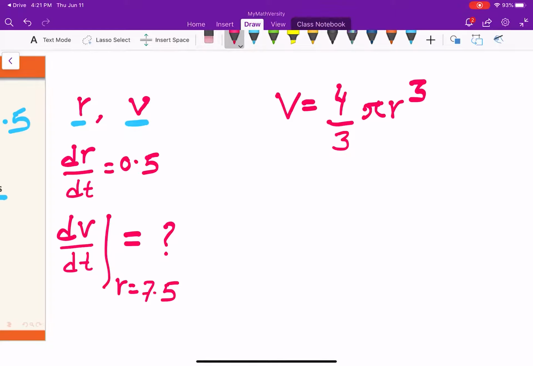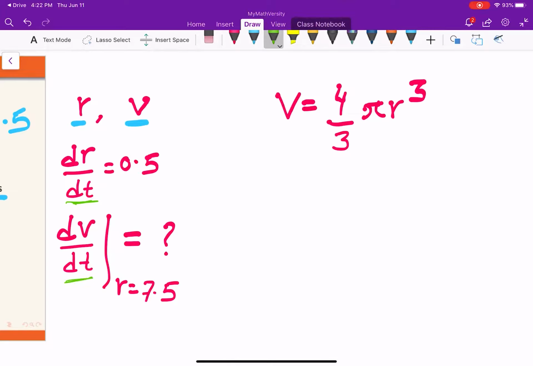In a related rate problem, whenever we have the relationship between the variables, what do we do? We try to find the relationship between the rates of change. So we try to find the relationship of the derivative of r with respect to t with the derivative of v with respect to t.